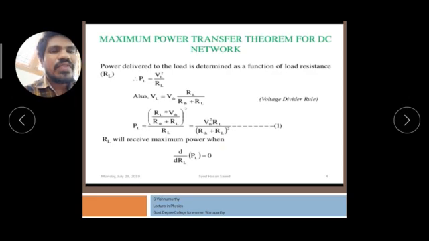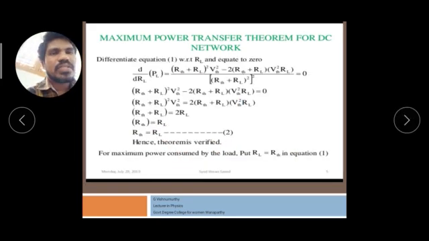Therefore we will differentiate equation number 1 with respect to the load resistance. So d by dRL of PL is equal to 0. Here we substitute that derivative of PL is 0. Then we differentiate the right side equation, so d by dRL of PL is equal to this equation, and d by dRL of PL is equal to 0. Then we got the equation RTH is equal to RL. So the theorem is verified: when RTH is equal to RL, the maximum power will be transferred.